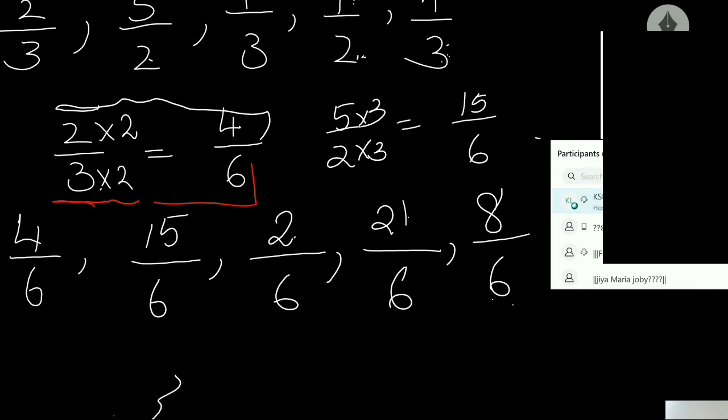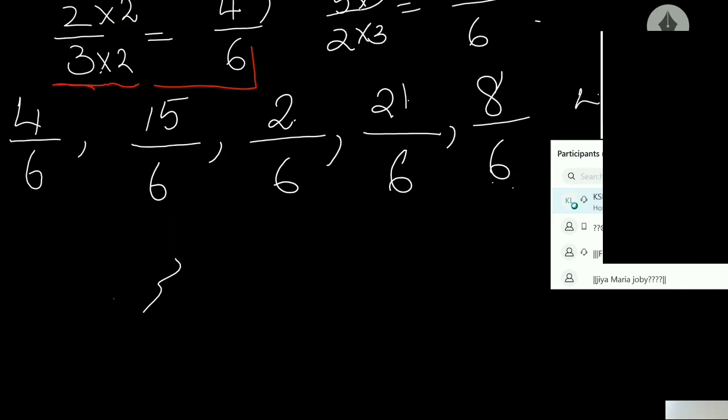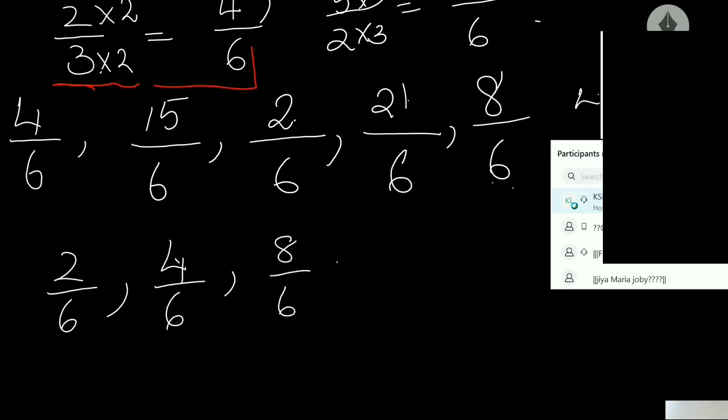So the fractions can be arranged as 2 by 6, 4 by 6, 8 by 6, 15 by 6, and 21 by 6. But in the question, there was no 21 by 6 or 15 by 6. We had written the fractions given in the question into new equivalent fractions so that we could arrange them in ascending order after making the fractions' denominators equal.